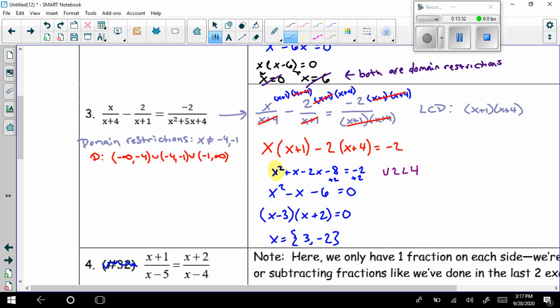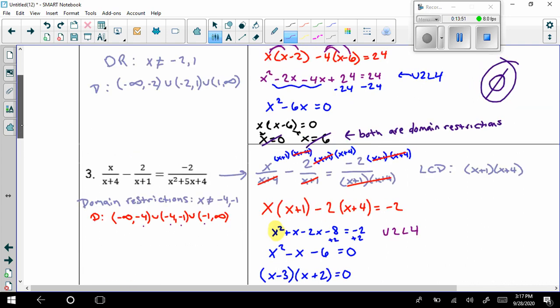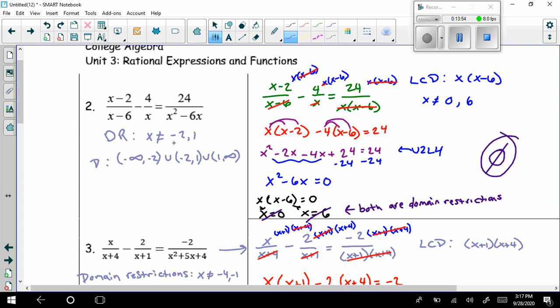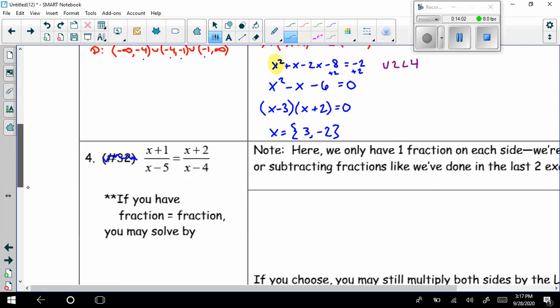Just real quick, looking at the domain restrictions and the domain. If your domain restrictions are -4, -1, then your domain would be negative infinity to -4, union -4 to -1, union -1 to infinity. So we're just jumping over each of those domain restrictions. Okay, up here, going back, our domain restrictions were -2 and 1. Same thing, negative infinity to -2, -2 to 1, then 1 to infinity. Jumping over those restrictions.